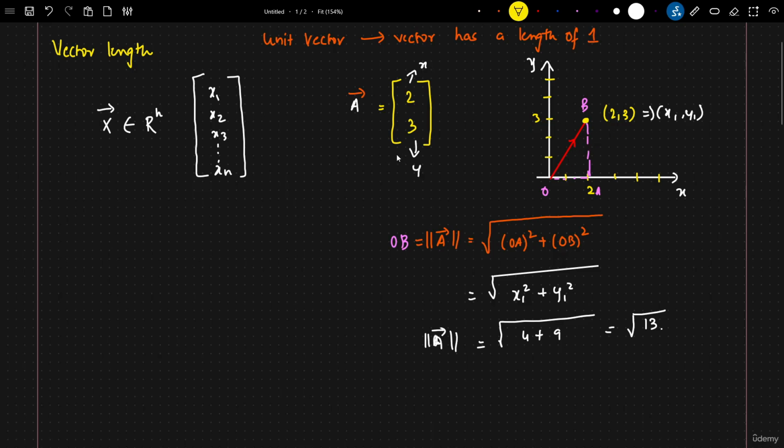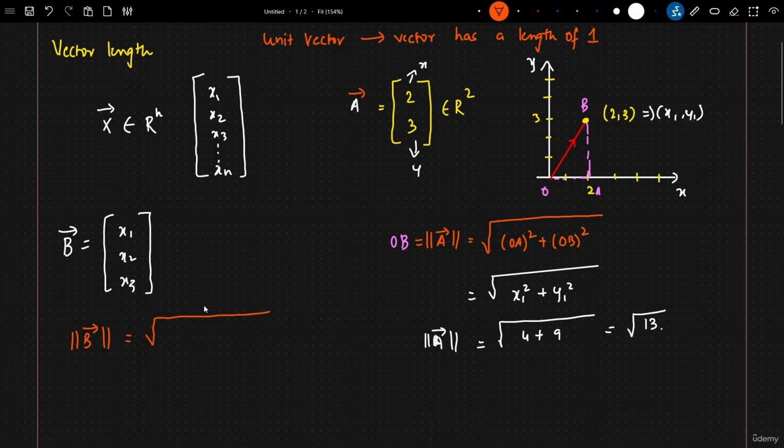Now, this was with respect to the real values of 2 dimension, right? What if I have another vector B? Let's consider this as another vector, and let's say that it now has 3 dimensions, x1, x2, x3. In this scenario, my magnitude of B can also be represented as the square root of x1 square plus x2 square plus x3 square, right? The same thing, right?